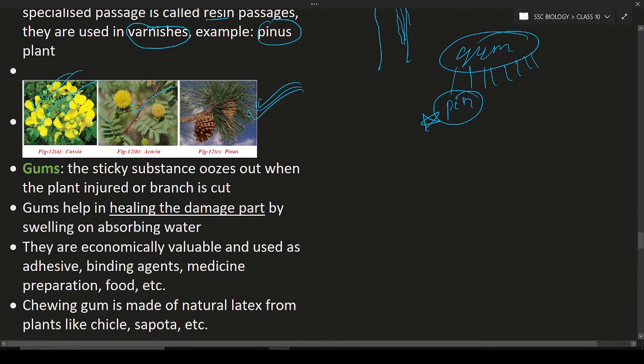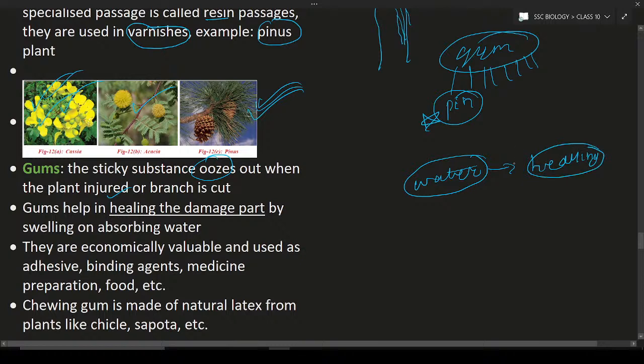So gums are the sticky substances that ooze out. Oozes is nothing but coming out. So when the plant is injured or a branch is cut, at the cut area of the plant, the gum is produced. Why is the gum produced? This gum is going to absorb water. When the water is absorbed, it is going to help in the healing of the injured part of the plant.